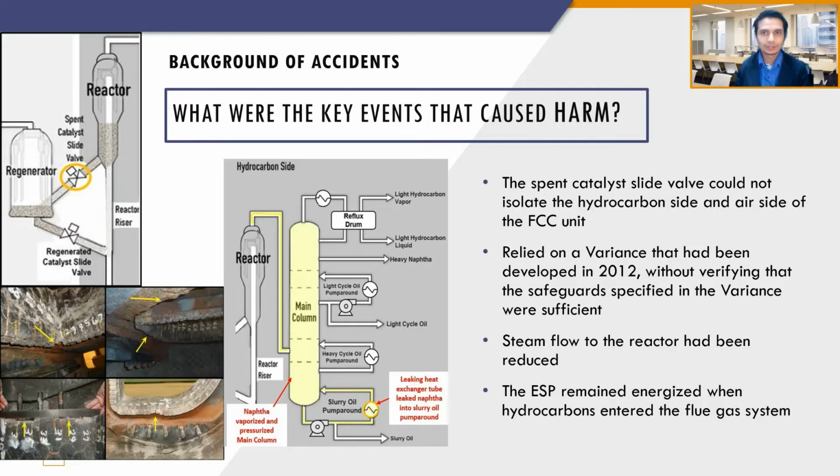When this variance is used, the steam flow to the reactor had been reduced in order to blind the expander, as we can see from the left picture at the bottom. This leads to the consequence that the steam cannot help to stop the hydrocarbon from flowing back to the air side of the FCC, which eventually becomes flammable hydrocarbon. Lastly, the ESP remained energized when hydrocarbon entered the flue gas system, which contributed to the last key event that caused the explosion.